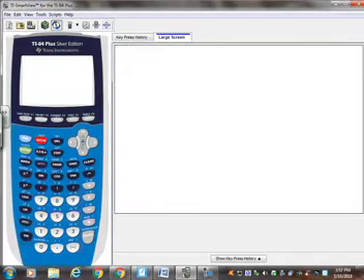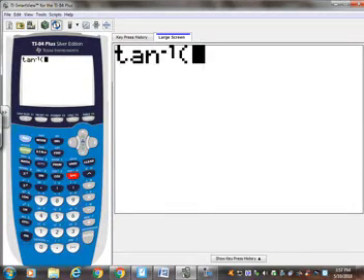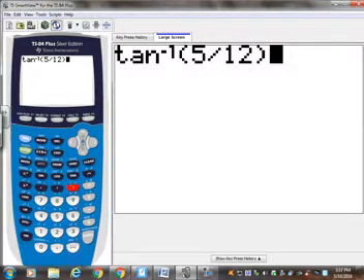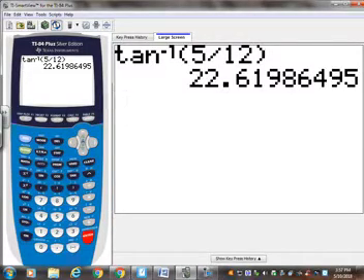Now, we need to type inverse tangent, so that's second tangent, 5 divided by 12, parentheses, enter. And of course it comes out a terrible decimal, but this is degrees. So we need to think about what's the appropriate number of decimal places we should give for the units that we're talking about.